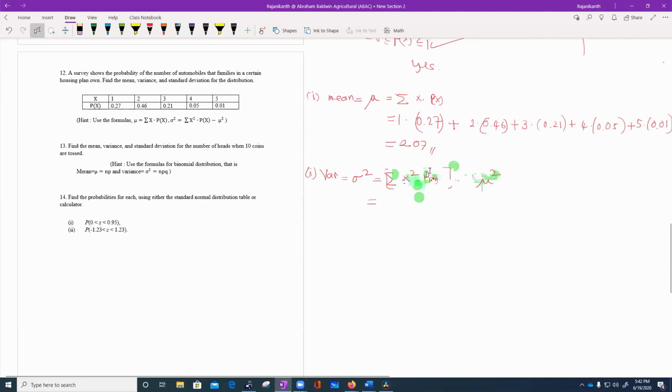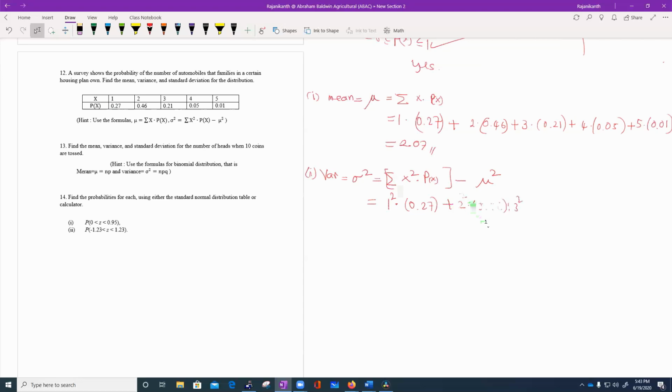Understanding the notation. Now what do you want to do? Now you need to take one by one the data value, x value, but you have to square them. My first data value is 1, square that, 1 squared. Now multiply by its corresponding P(x), the probability, which is 0.27. Okay, then summation means you need to keep on adding. The second data value is 2, but squared, times the corresponding probability, 0.46.